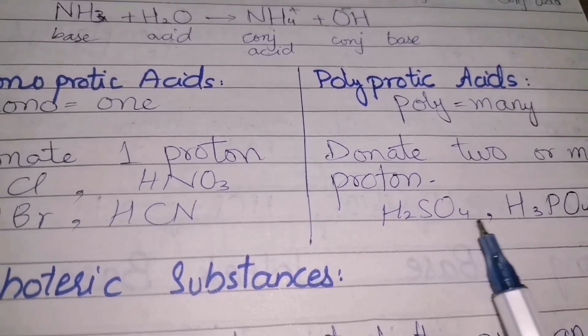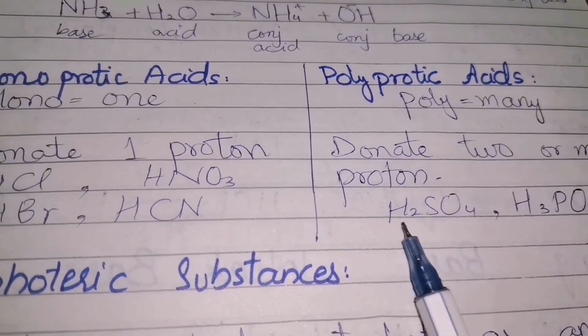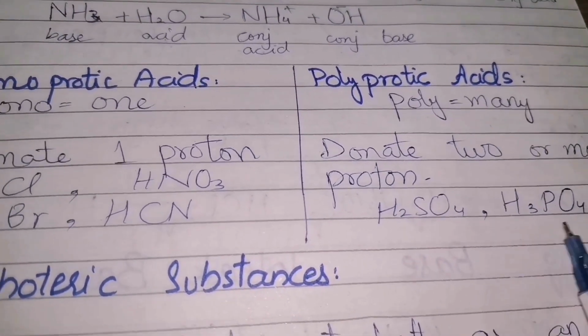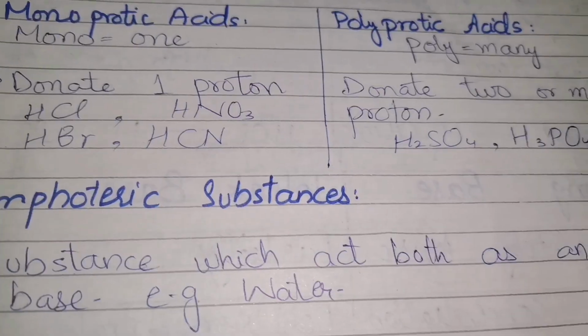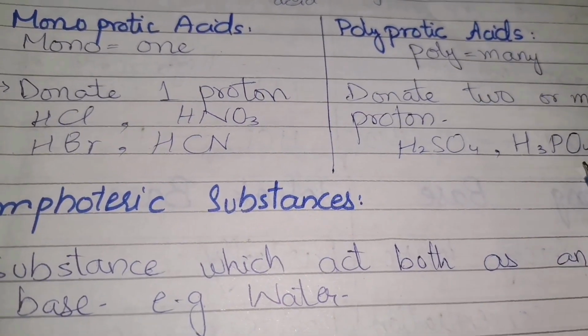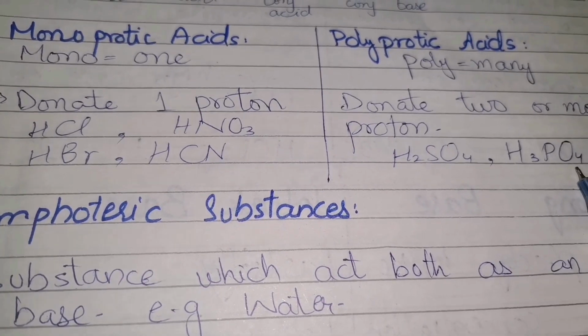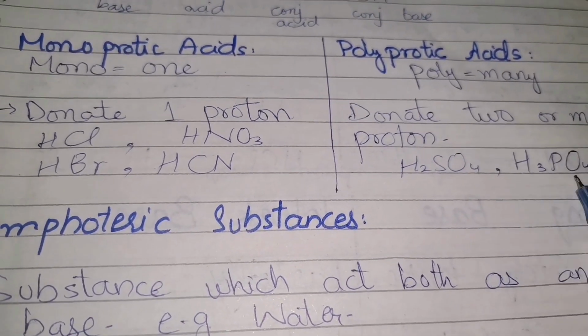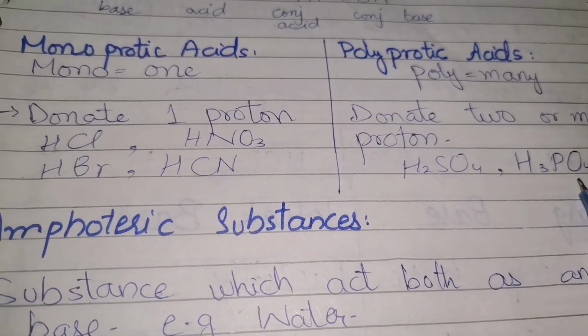Whereas polyprotic acids are those acids which can donate two or more protons. Have a look, H2SO4, how many protons can it donate? 2. H3PO4, how many protons can it donate? There are 3 protons which H3PO4 can donate. H2SO4 is sulfuric acid whereas H3PO4 is phosphoric acid.